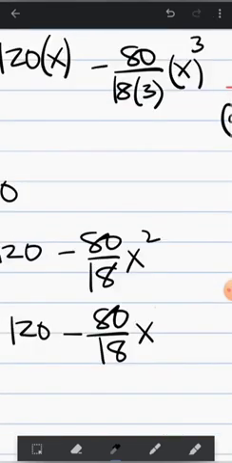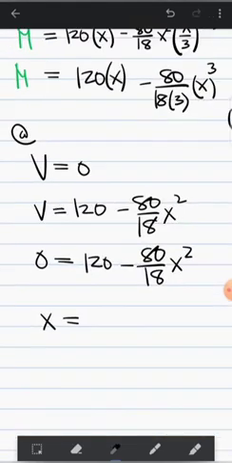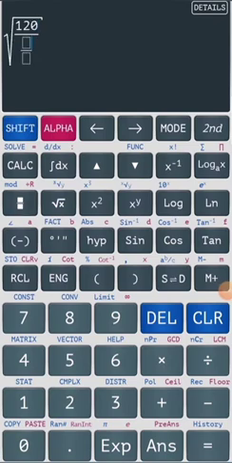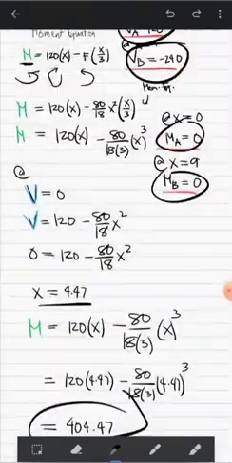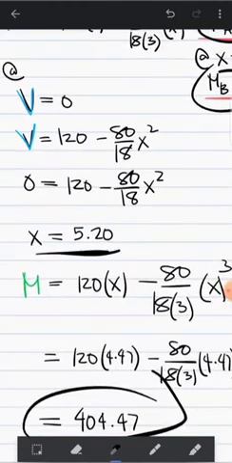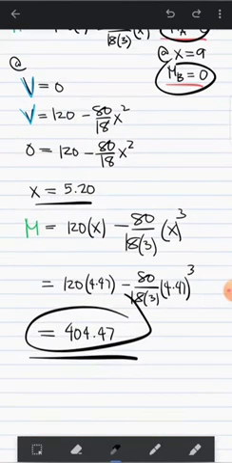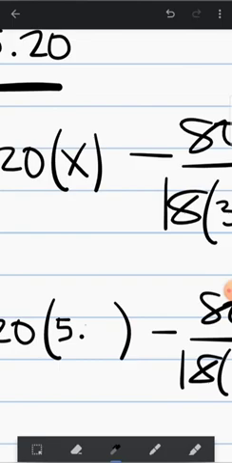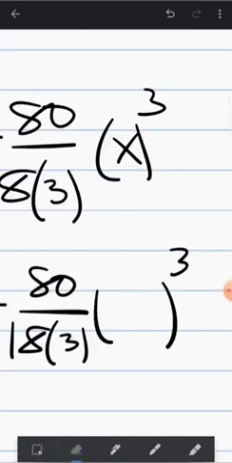So let's just solve for x right here. So if we do that using some algebra, square root of 120 over 80 over 18. So our x is approximately 5.20. So this one here, it should be 5.20. Then substituting this 5.20 to our moment equation, we will get the value. Dapat 5.20. Then here, 5.20.